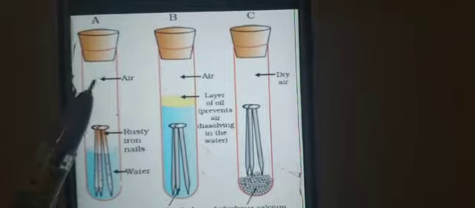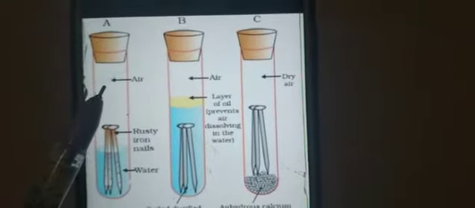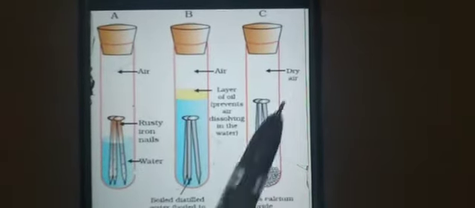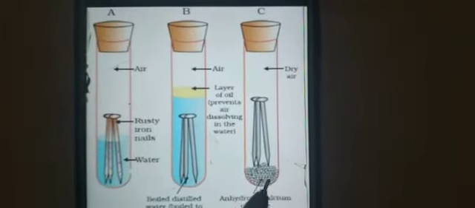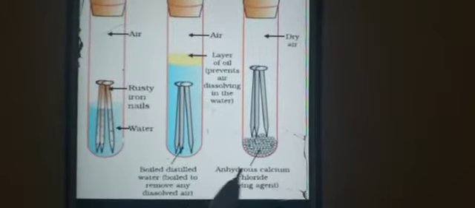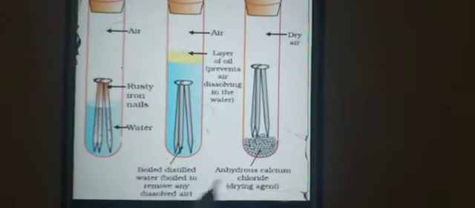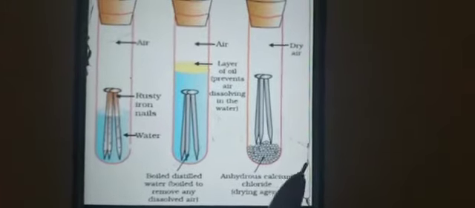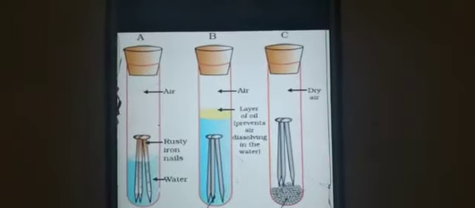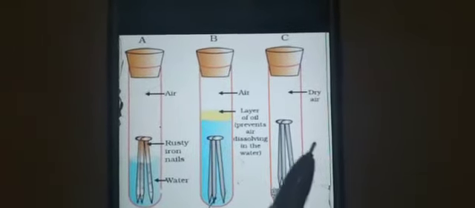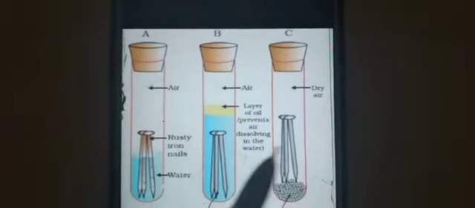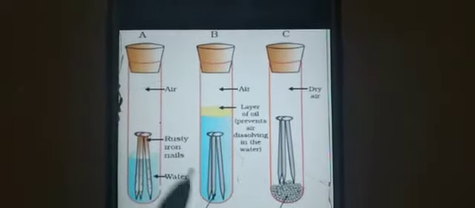In test tube A, both moist air and water are present. Here in test tube C, anhydrous calcium chloride means there is no water content. It is dry. This calcium chloride will absorb the moisture from the air, if any. Leave these test tubes for a few days and observe.